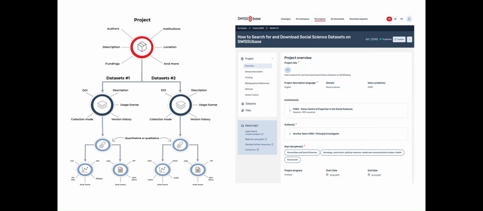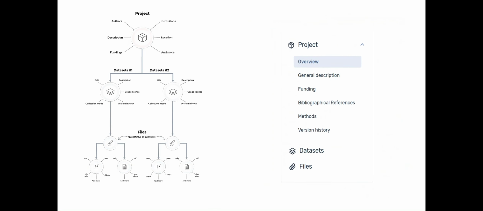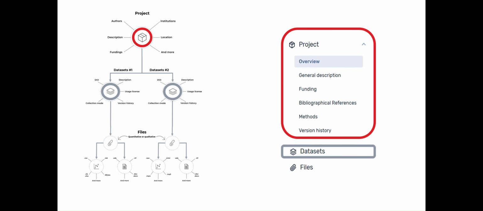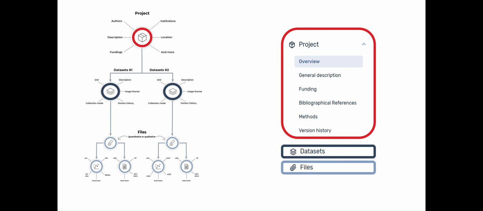We can now examine how the structure illustrated on the left is reflected in a SWISSUbase project displayed on the right. Let's zoom in on the left-hand menu. Each level is represented in the left-hand menu of the SWISSUbase project. This menu allows you to navigate between the different levels. The menu includes the project, the datasets, and the files.